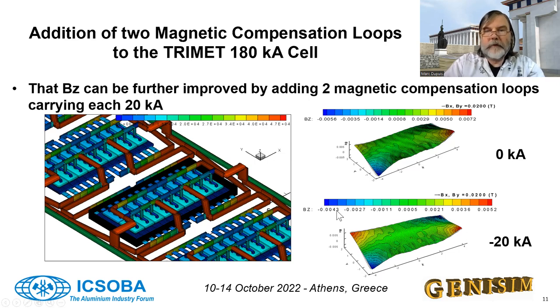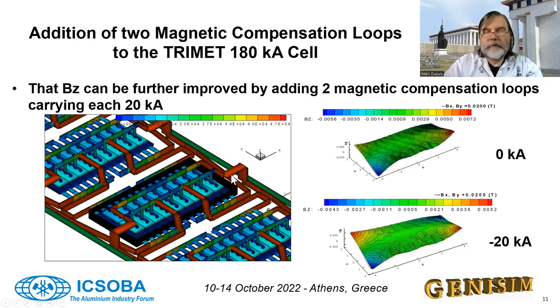And globally, the values are less. You go from about 60, 70 to 40, 50 at minus 20 kiloamps in each compensation loop, in the opposite direction of the pot line current. So if you don't do any dynamic compensation, you simply run a constant current in the compensation loop, you will improve the situation simply by doing that.